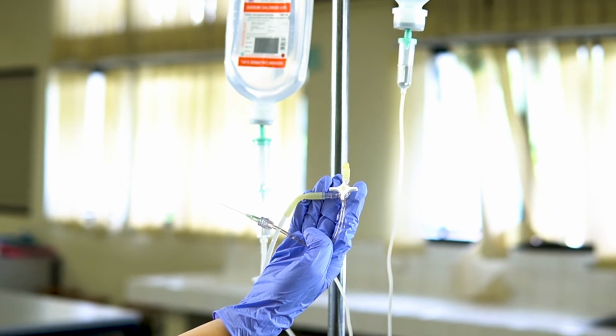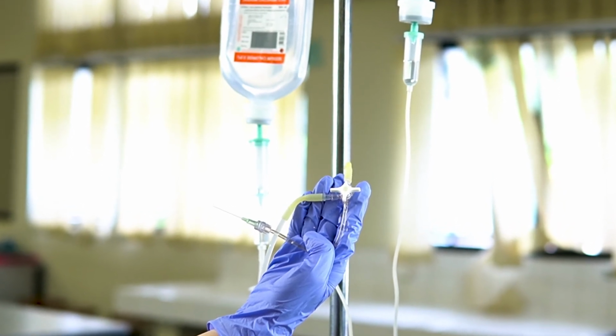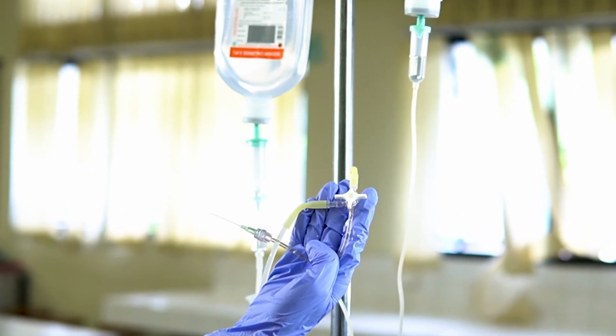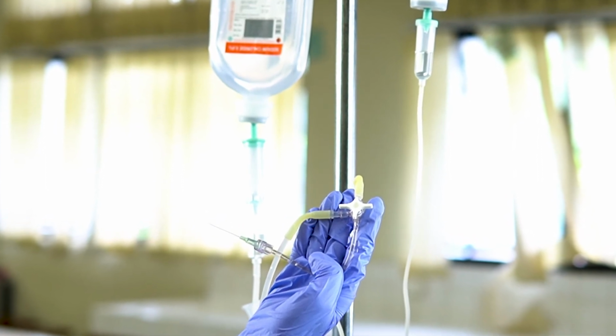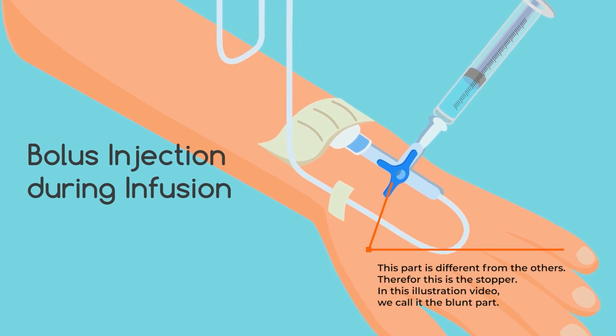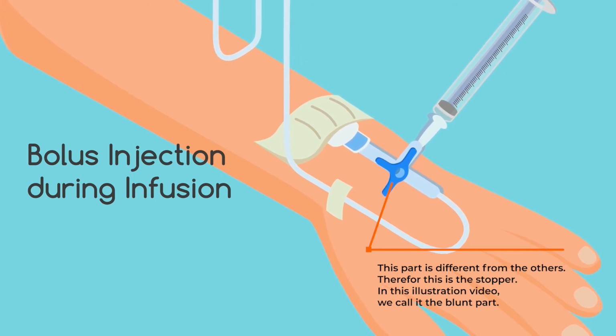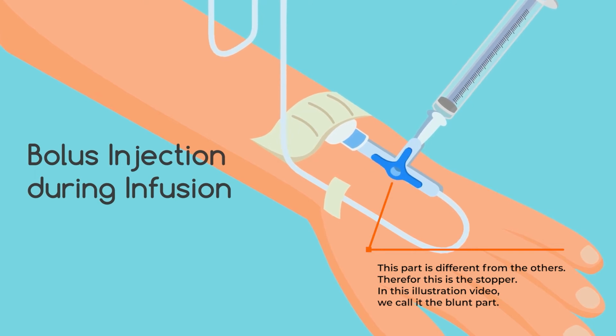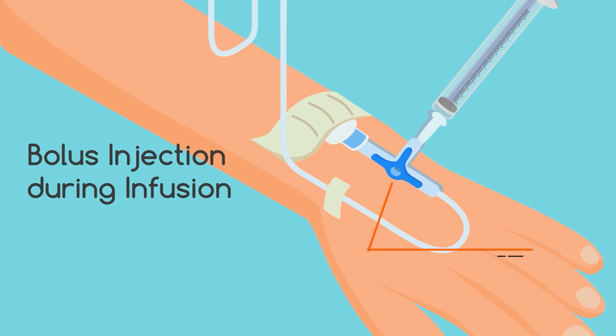The three-way stopcock has 3 connected tubes. Each tube can work as an inlet or outlet. The device used in the illustration has 3 pointing parts and a blunt part. The one that is different from the others, which here is the blunt part, works as a stopper. It closes the access of fluid from the inlet below the blunt part.